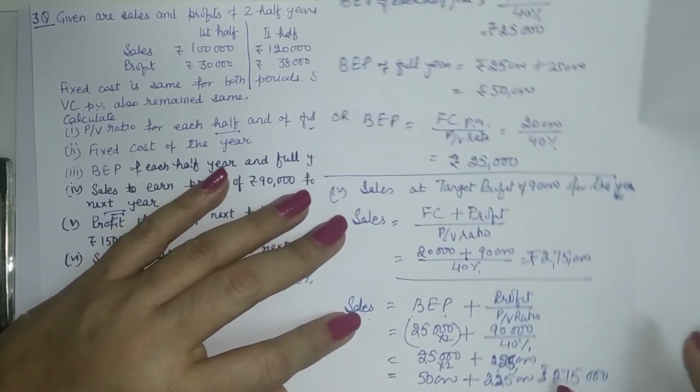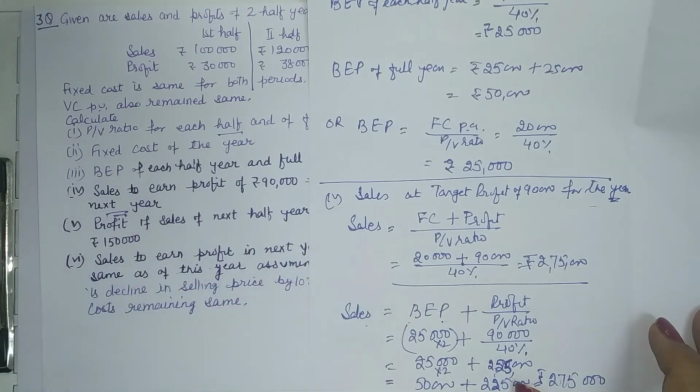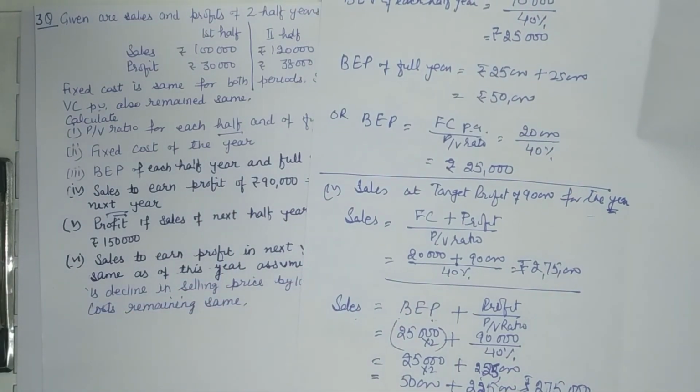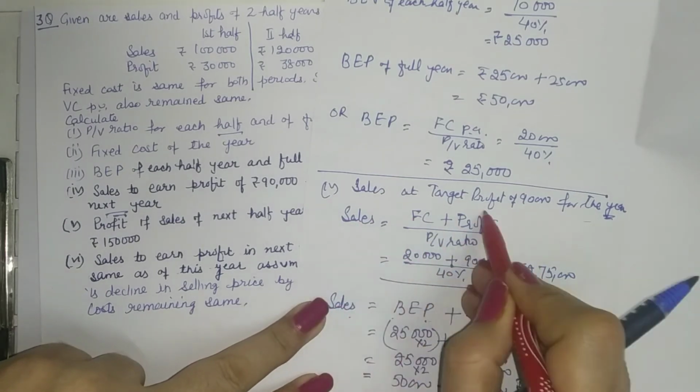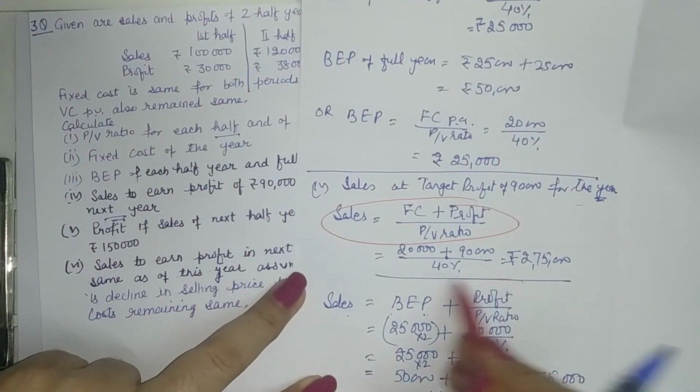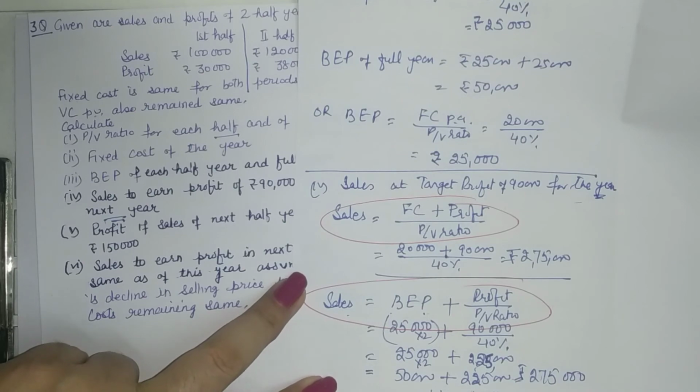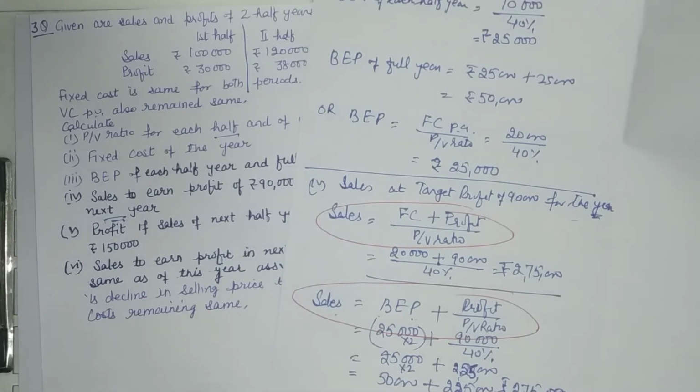So you will be getting same answer provided you use proper formula. You can use formula based on your PV analysis. You can use formula that we have studied in break-even point analysis. So we have different ways to reach at the same solution.